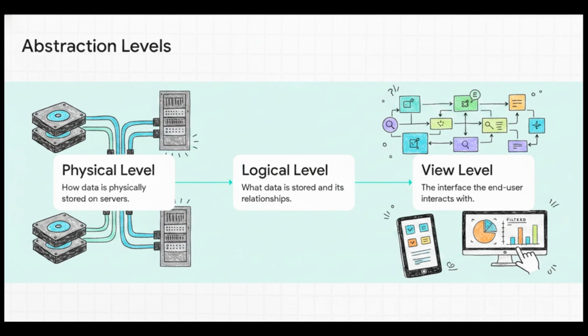Step 2 is the logical level. Here is where we define exactly what data is stored and the complex relationships between that data, but without worrying at all about the physical bytes on a disk. And finally, step 3, the view level. This is the interface the end user actually interacts with, cleanly hiding all that super complex logic operating behind the scenes.